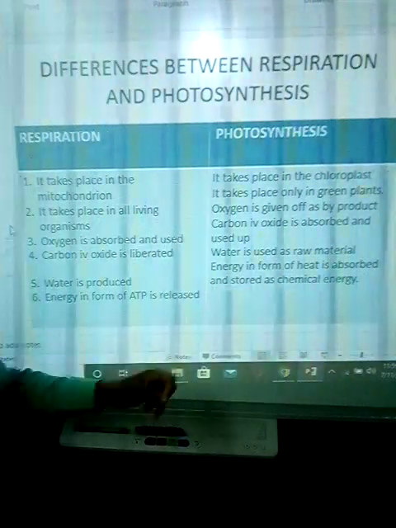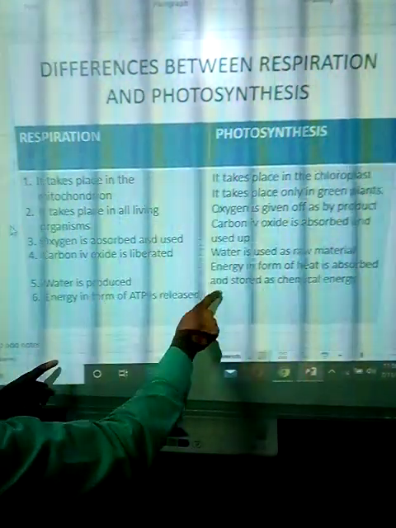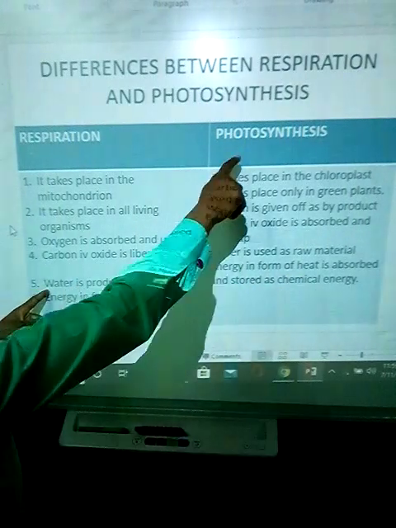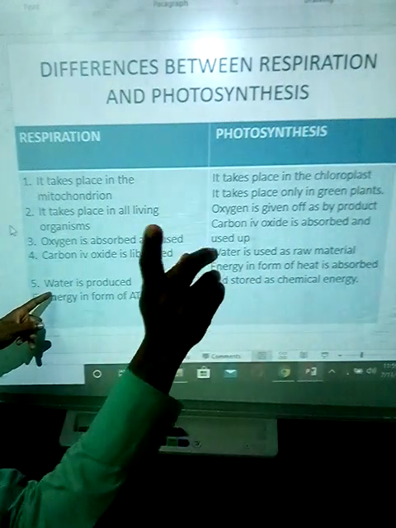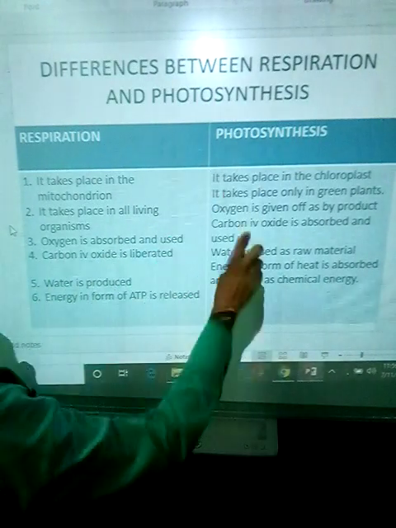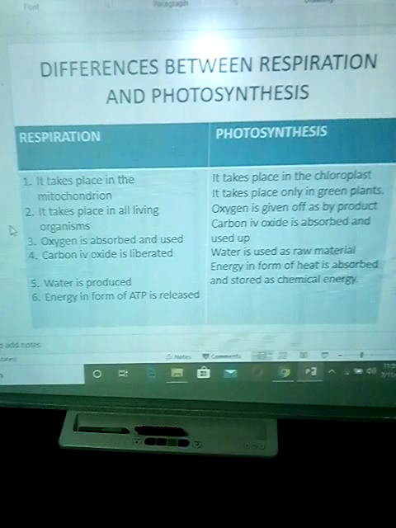Sorry, that's the subsequent one. Energy in form of ATP is released in respiration. In photosynthesis, energy in form of heat is what? Absorbed. This is complementary for photosynthesis. My apologies for that. Water is produced in respiration, but in photosynthesis, water is what? Used up together with carbon dioxide.